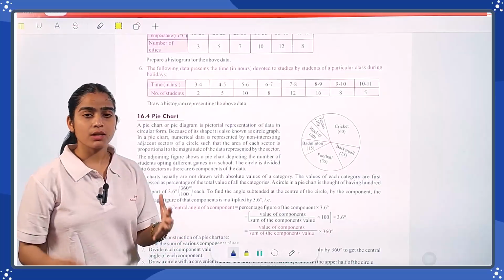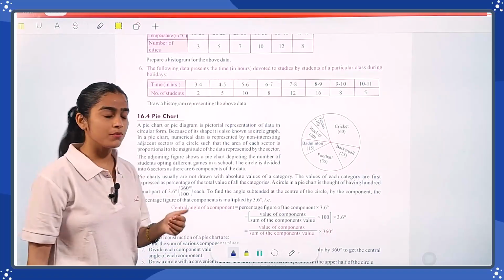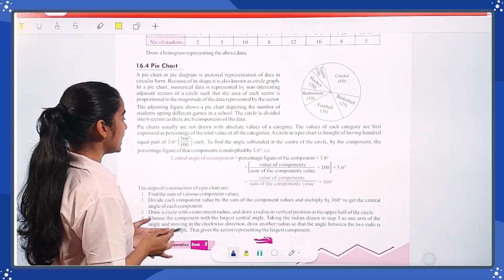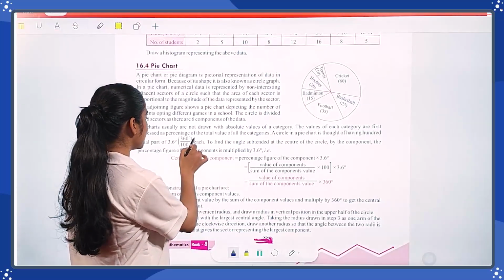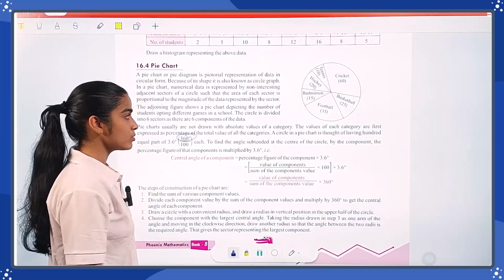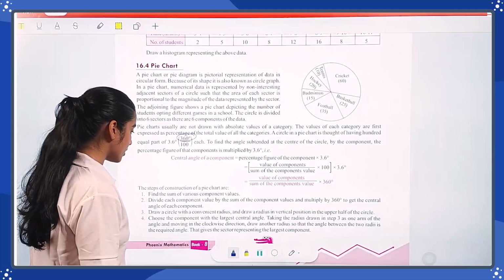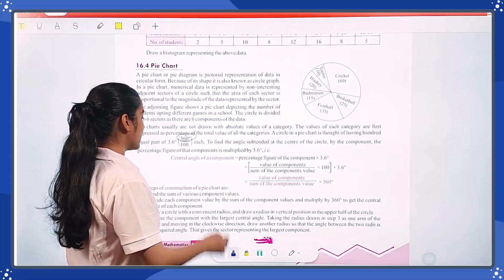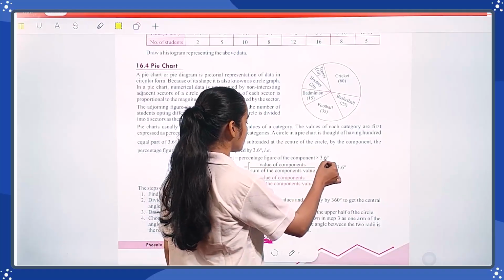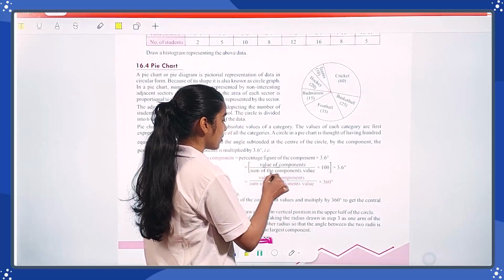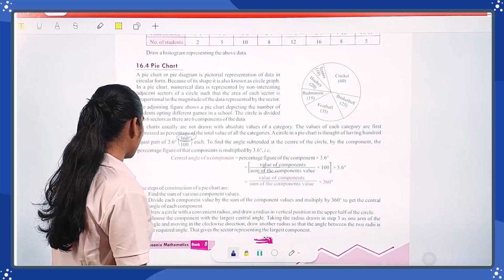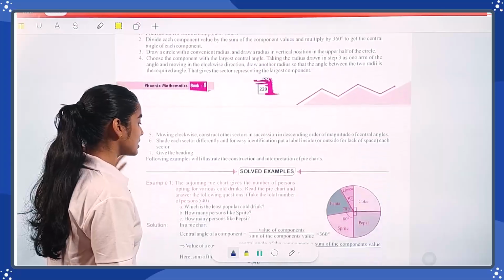Pie chart means that when we represent our data with the help of a circle. And we already know the complete central angle is 360 degree. To represent our data into a circle, we can use this information. Now central angle of a component is the value of a component divided by the sum of the components' values, multiplied by 360. This is the formula we have while we have to represent our data into a circle.